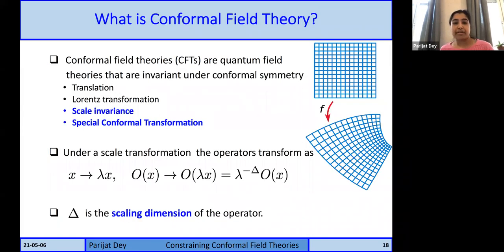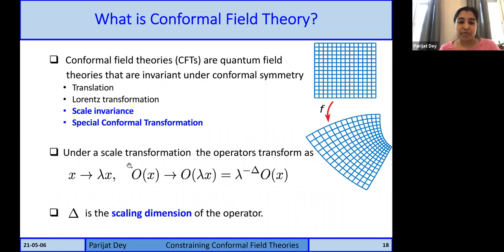So what is a conformal field theory? Conformal field theories are quantum field theories that are invariant under conformal transformations. We have four of them: translation, Lorentz transformation, scale invariance, and special conformal transformation. These are the extra symmetries that we now have in a conformal field theory. It is a transformation that preserves the angles between curves. This is a pictorial representation: if we go from this diagram to this one, you see that all the angles between the curves are invariant.